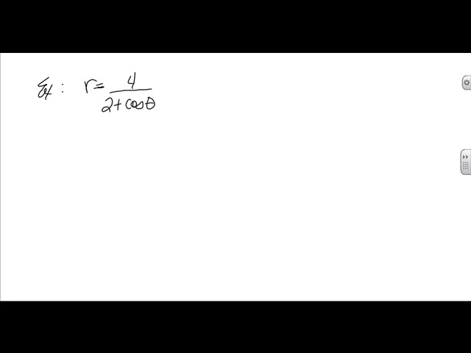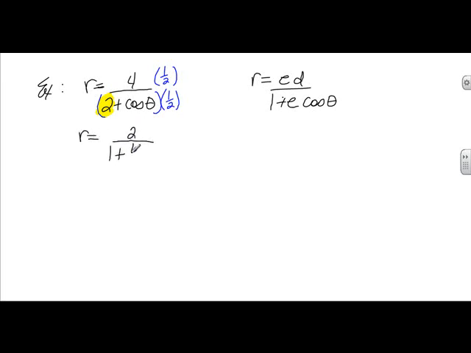What I notice first is that this is close to the general equation r is equal to ed times 1 plus e cosine theta. The problem that we have right now is that that's a 2 right there instead of a 1. So multiply both top and bottom by 1/2 so that you get this written in the correct form for what we need to do. So 2 over 1 plus 1/2 cosine theta.